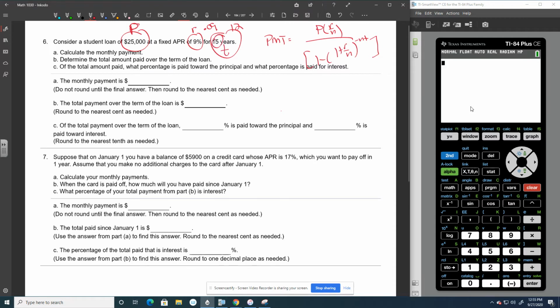So when you plug those in, let's see, your monthly payment is going to come out to be $253.57 when you round it, right? Round to the nearest cent. So $253.57. The total payment, so I'm going to make that payment of $253.57 every month for 15 years. So times 12 times 15. So that's going to be $45,642.